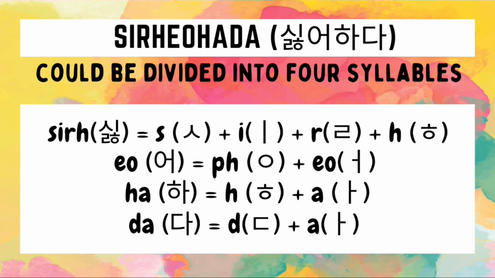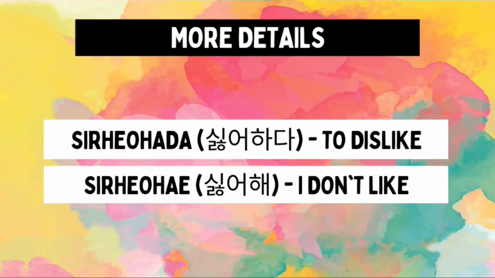For the second syllable, o, we need to draw first a placeholder iyang followed by the o character itself. For the third syllable, ha, we need to draw first a hi character followed by an a character. And for the last syllable, da, we need to draw first a dikit character followed by an a character. And then, we just need to combine the hangul for each of these four syllables.